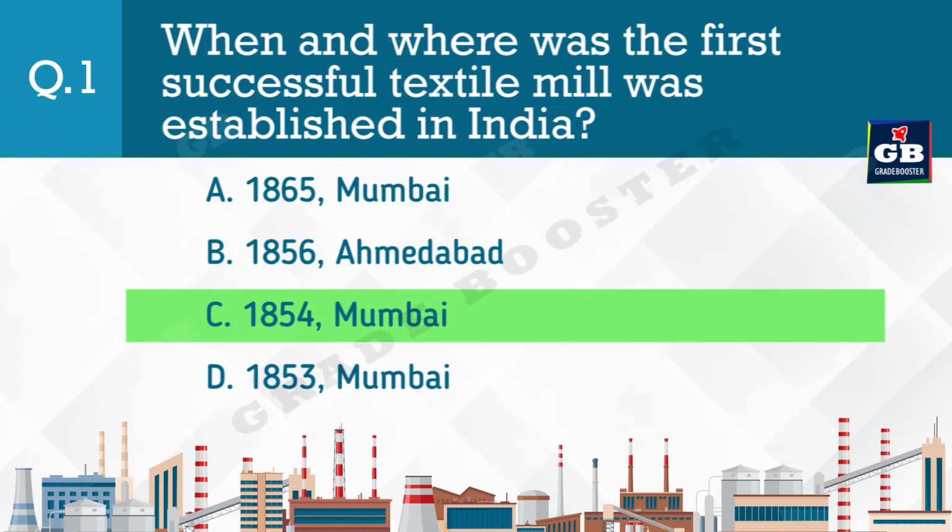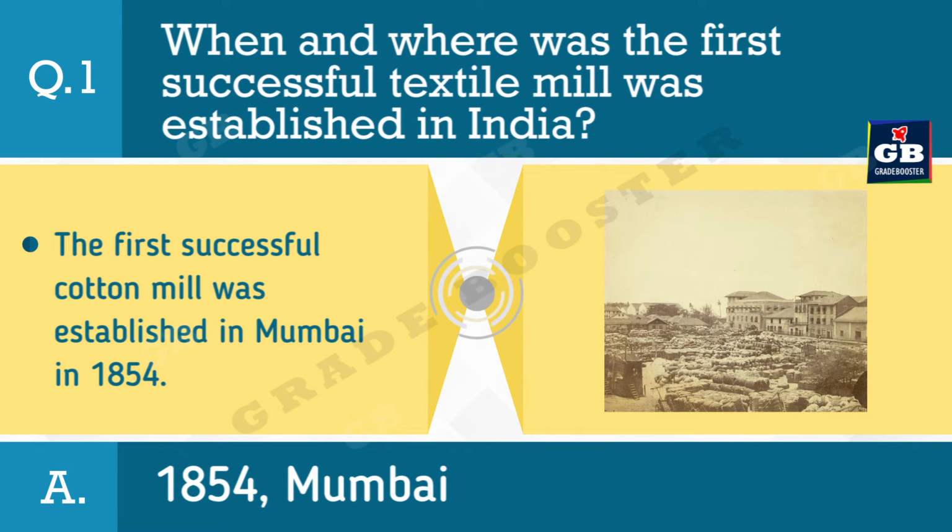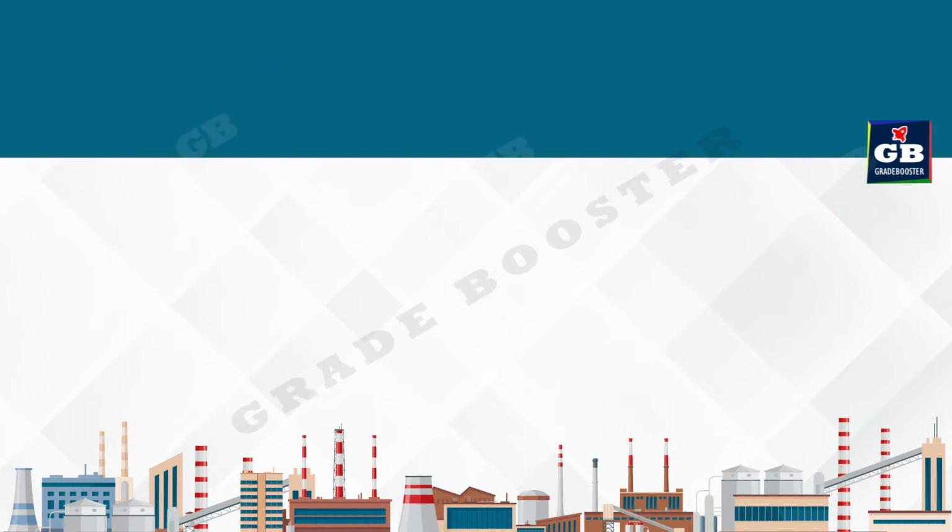The right answer is 1854 Mumbai. The first cotton mills in India were established in the year 1854 at Tardeo, which is in Maharashtra at present. It was the first successful textile mill of India. Let's see the next question.